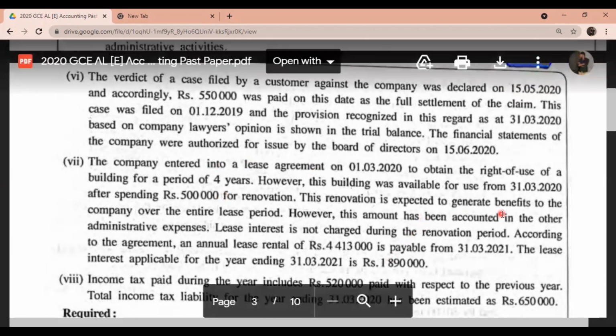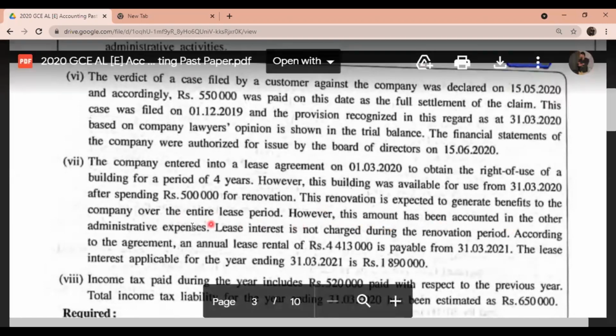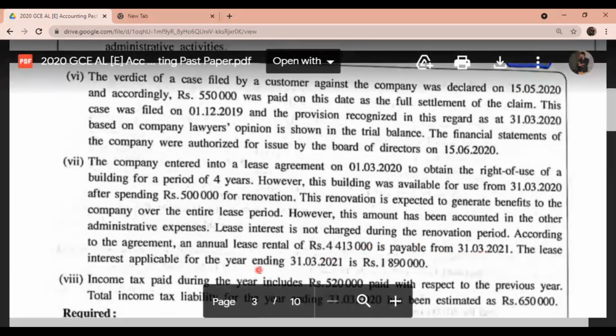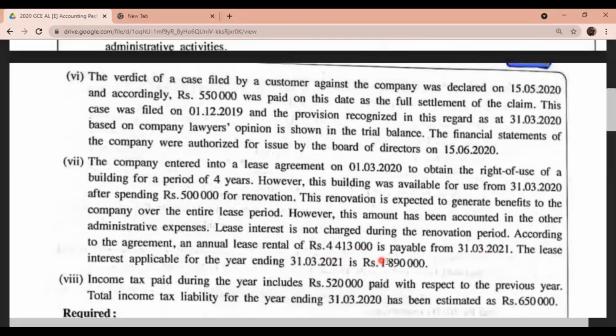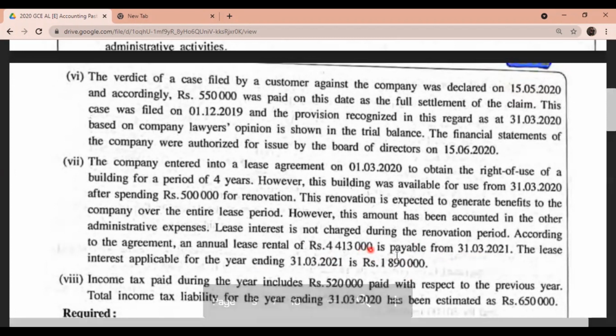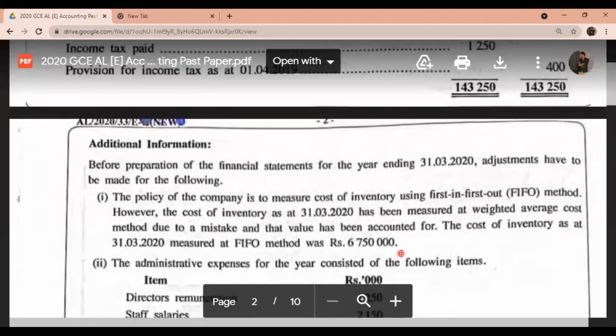This renovation is expected to generate benefits to the company over the entire lease period. However, this amount has been accounted in other administrative expenses. Lease interest is not charged during the renovation period. According to the agreement, an annual lease rental of 4,413,000 is payable from 31st March 2021. The lease interest applicable for the year ending 31st March 2021 is 1,890,000. So they have given the next year's lease installment and the interest, so we can find the current liability out of this. Then we can also find the non-current liability. So I'm going to do the adjustment first of all.